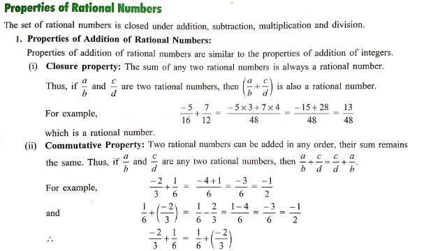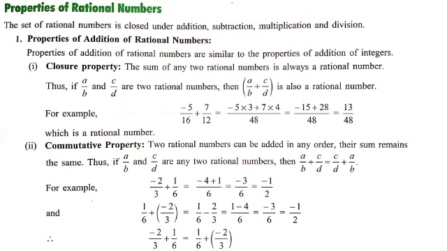Properties of rational numbers. The set of rational numbers is closed under addition, subtraction, multiplication and division. Properties of addition of rational numbers: closure property, commutative property, associative property, property of zero and the negative of a rational number. Closure property: the sum of any two rational numbers is always a rational number.